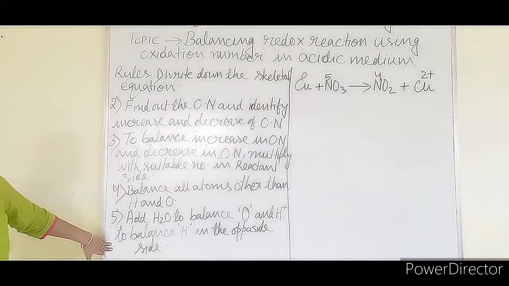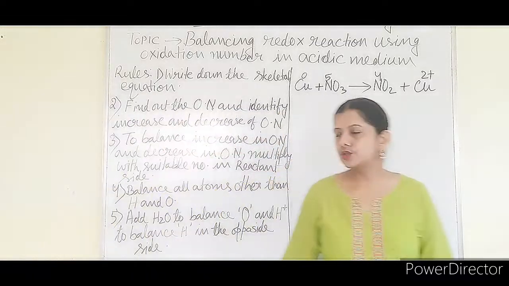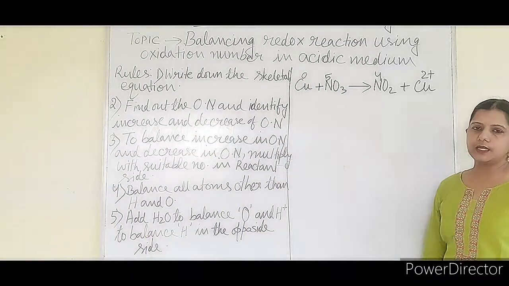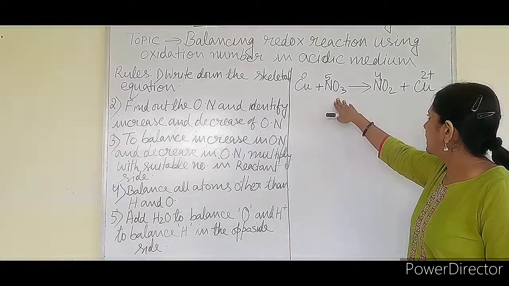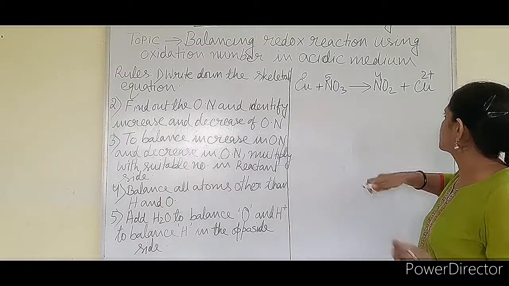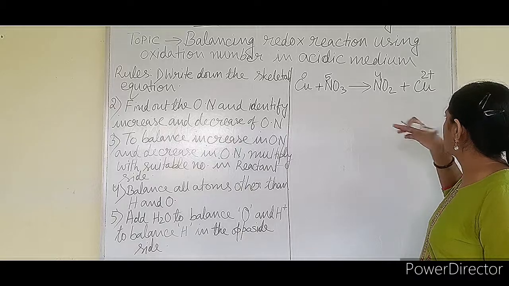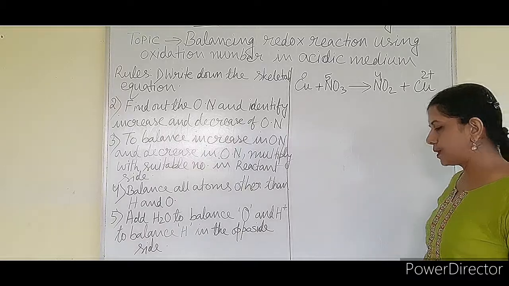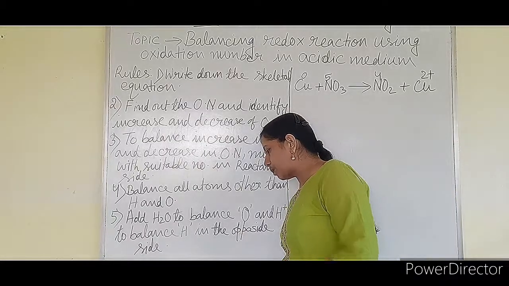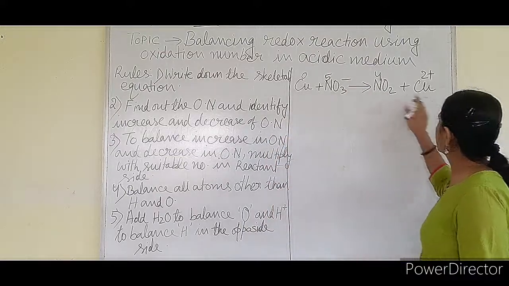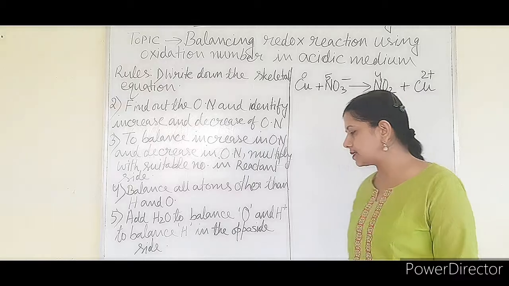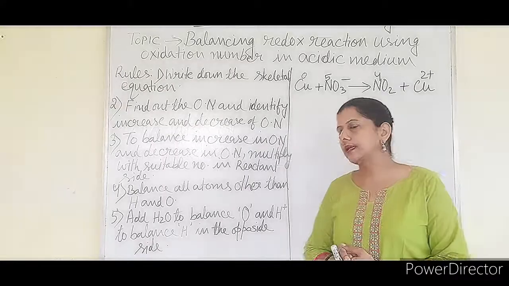Now using these rules, I am going to show you the balancing of this equation. The equation is copper plus NO3 negative gives NO2 plus Cu2 positive. This is the equation. Now you have to balance it.